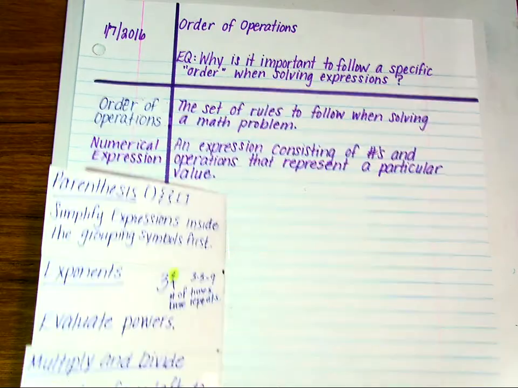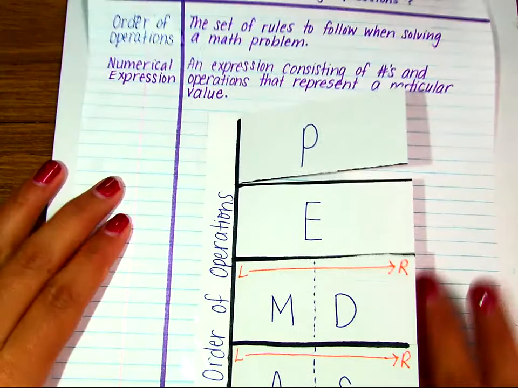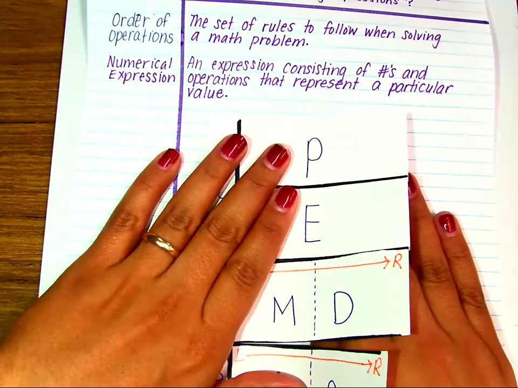So your foldable should be secured, and you should be able to open and see underneath it whether it's this way or this way. Okay.